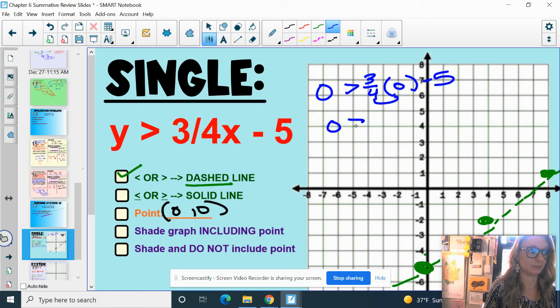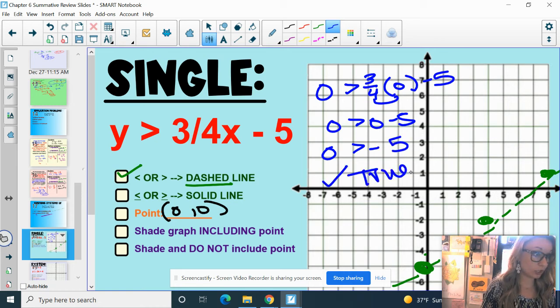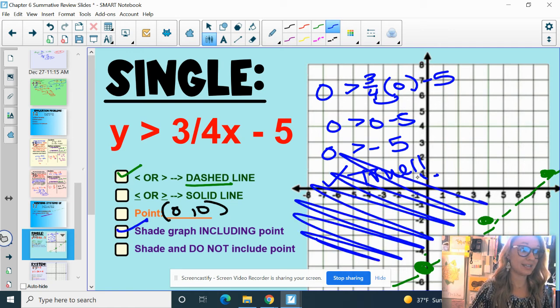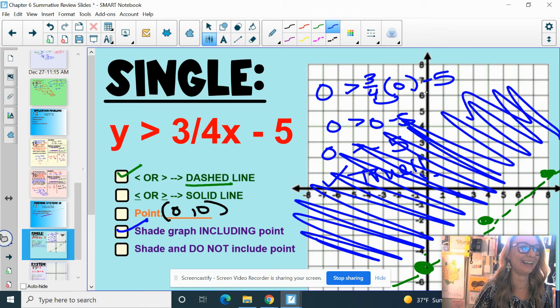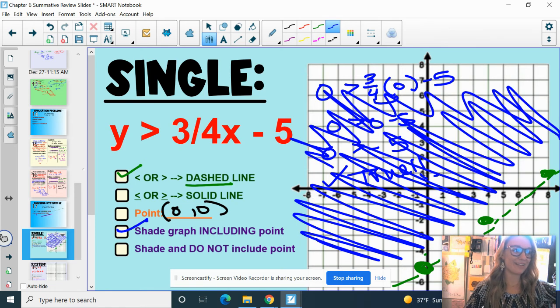Guess what? 3/4 times 0 is 0. Now ask yourself, is 0 greater than -5? Yes, this is true. That means that you're going to shade the part that has (0, 0). Because that point made it true, it's in the solution region for it. So you shade that part.